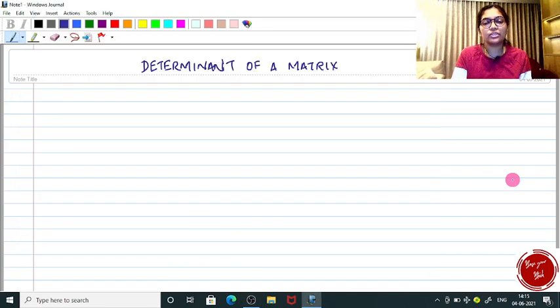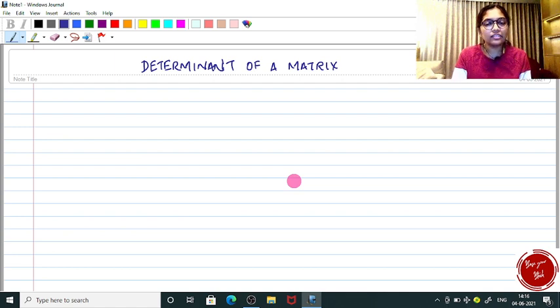Hello everyone. So welcome to the third video in the series, matrices. Here is the topic: determinant of a matrix. Now, determinant is only taken for matrices having an equal number of rows and columns, or determinant is taken only for square matrices. Okay. Now what does this term determinant mean?